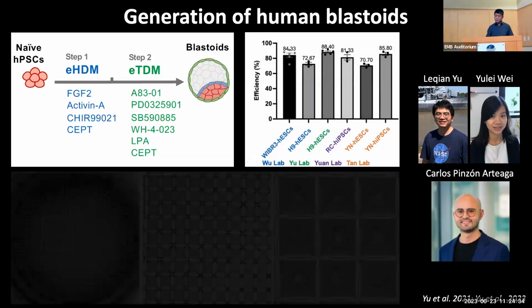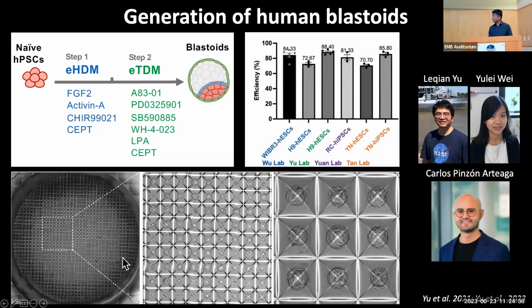So these structures look like this. This is a typical dish that we use to generate these structures, called an AggreWell. Each AggreWell contains about 1,200 microwells. By placing about 20 to 30 naive human pluripotent stem cells in each microwell, we can coax them into becoming these types of structures that eventually have a cavity and an inner cell mass, and also an outer layer of trophectoderm-like cells, which are eventually going to give rise to placenta.